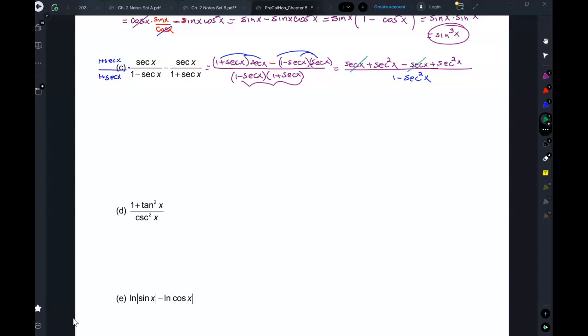Now what happens? Secant x minus secant x go away. What am I left with? Secant squared plus secant squared is how many secant squared? 2 secant squared x, because they're being added. Over 1 minus secant squared x. How much is 1 minus secant squared x?